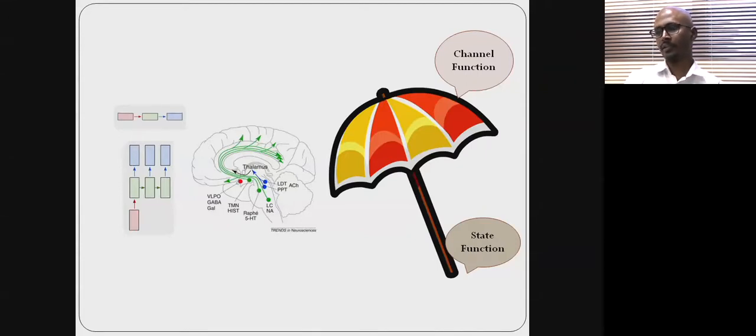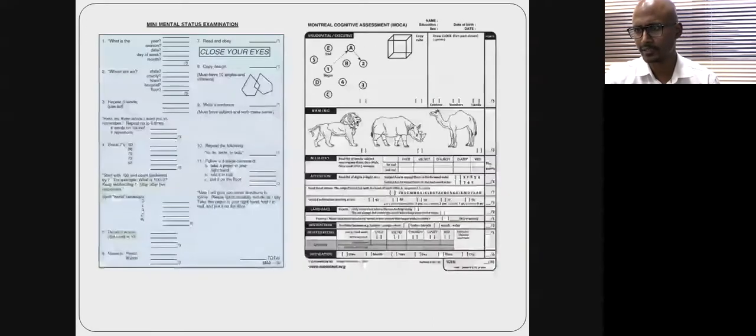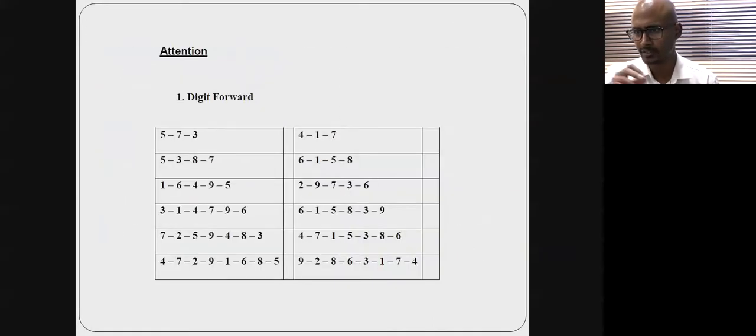And we need to consider a dementia when there's insidious onset, gradually progressive symptoms of memory plus another domain over a period of 6 months. So to summarize, if you have an acute onset state function dysfunction, then you think of a delirium. Insidious onset, gradually progressive channel function dysfunction with normal state function, then you will think of a dementia syndrome. So having said this, we'll go on to how we assess bedside cognitive function.